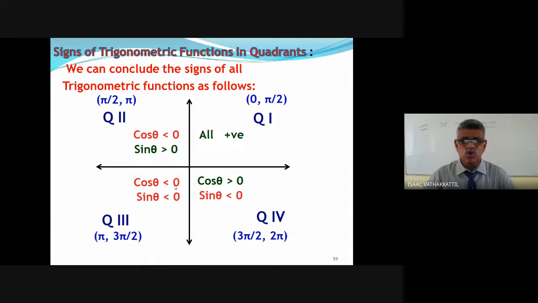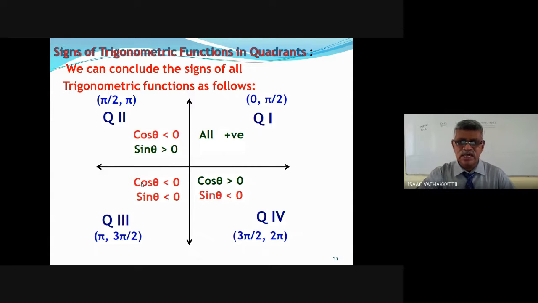Whereas in quadrant 2, cos theta is negative, sin theta is positive. That means the ratio tan theta is negative. Cot theta, negative. Sec theta, that is reciprocal of cos theta, that is negative.